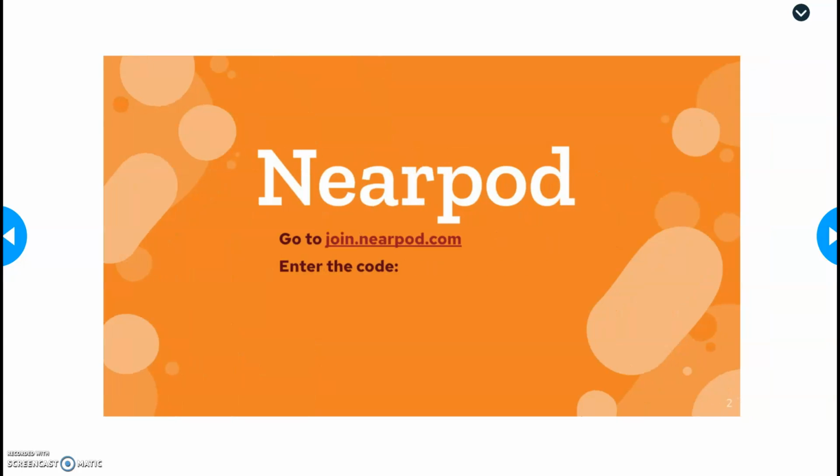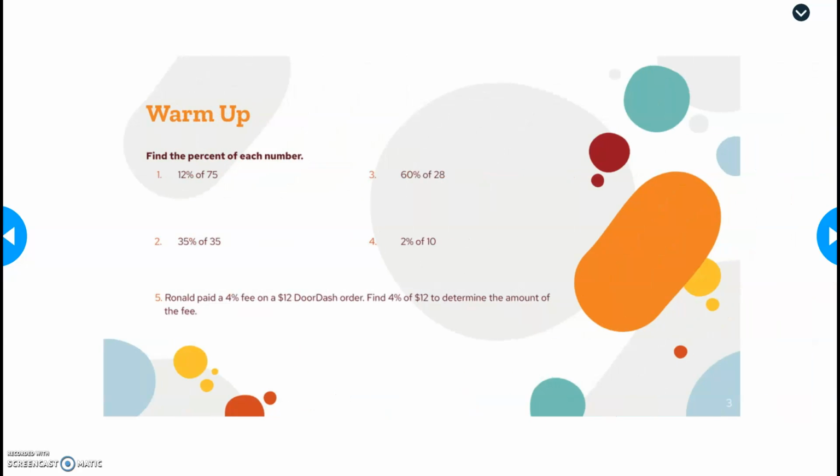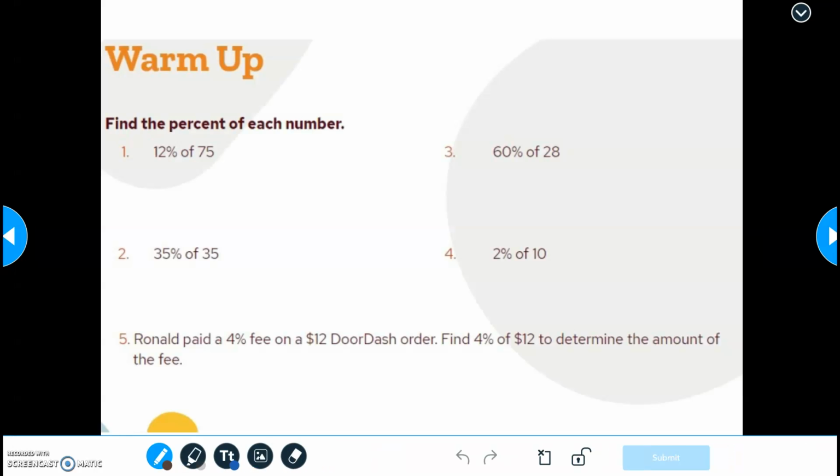You should be in the Nearpod that is linked in your Google Classroom. Here is your warm-up. Find the percent of each number. This is a slide showing you the problems. Go to the next slide. Here is your activity. You can draw your answers right on. Pause your video and go ahead and solve these, then come back.